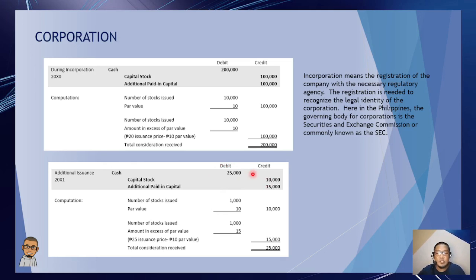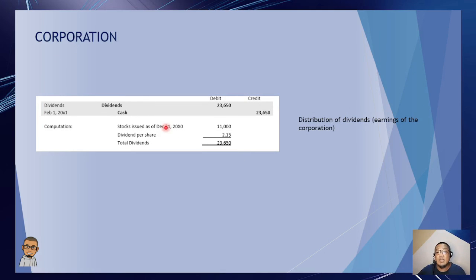Okay? Now, for the last one, yung dividends natin, for dividends kasi, nire-record siya using the dividend account. Now, this is part of your retained earnings. So, gagamitin mo siya ng dividends to issue. Take note na ang total stock issued mo na as of December 31 is 11,000. Okay, 11,000 na siya. Now, dividend per share ang i-issue is 2.15 centavos. So, ibig sabihin, 23,650 of the earnings of the corporation are distributed back to the shareholders. Okay? Yun yung nangyari sa ating corporation.